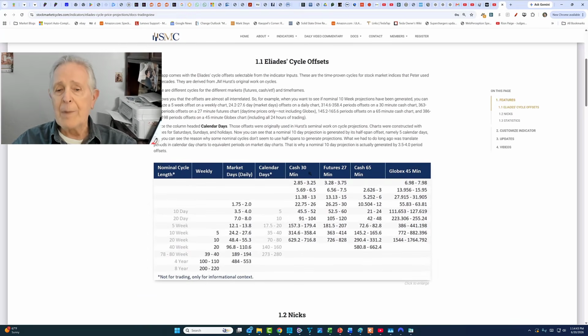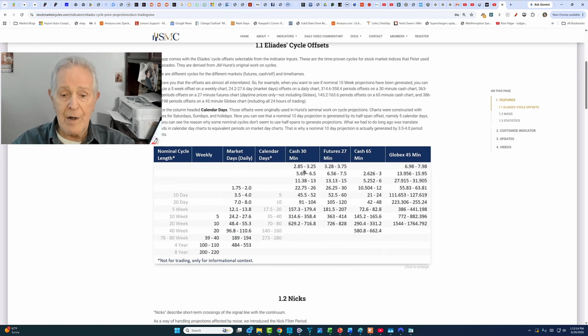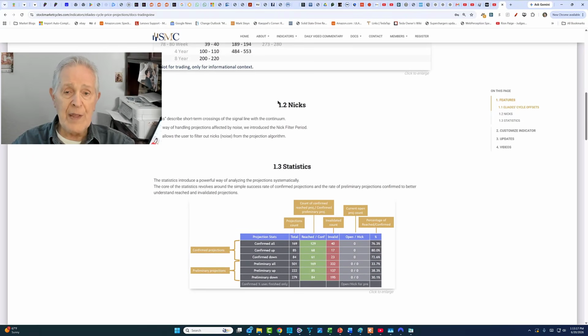So this is one of the big parts of our price projection theory. There are some people online that are doing the Hurst offsets and the projections. We've done something maybe a little bit, maybe a lot different than most of them, because we've translated the original Hurst theory of calendar day charts into daily market day charts. And we've given you all the offsets that we use here. Then Stefan goes on. These are all things that he describes in the instructions for using TradingView.